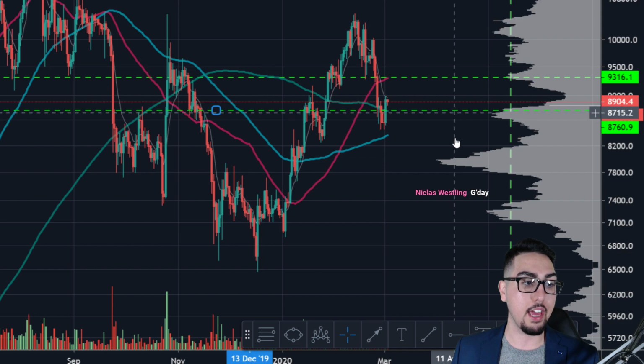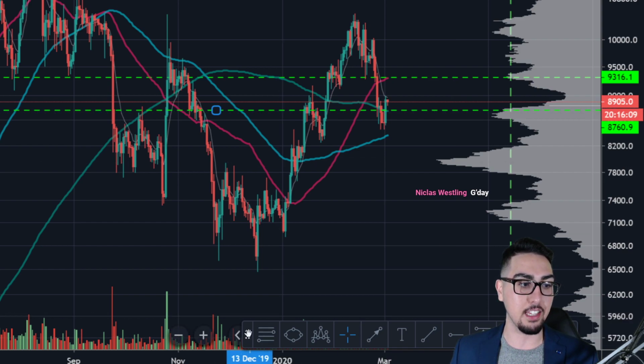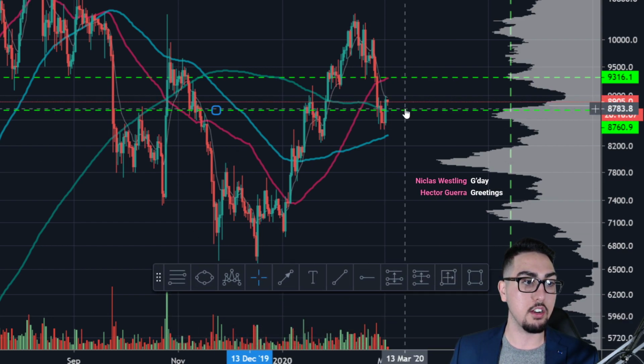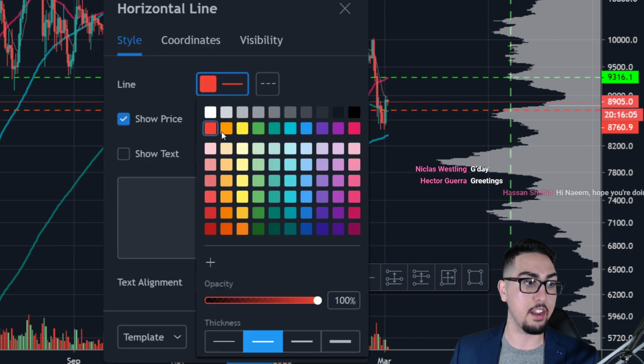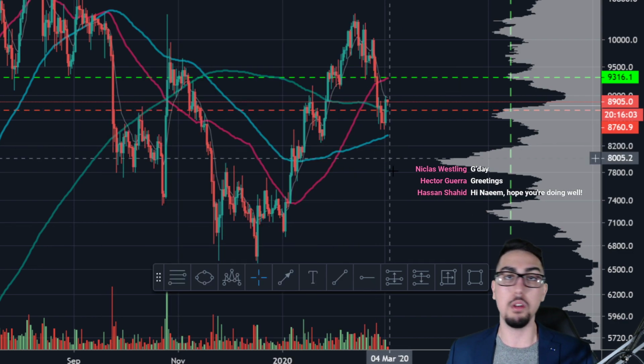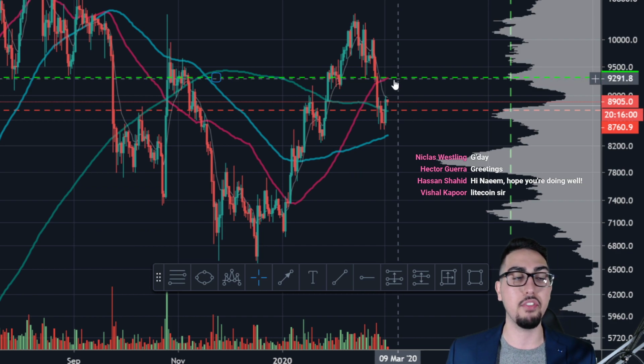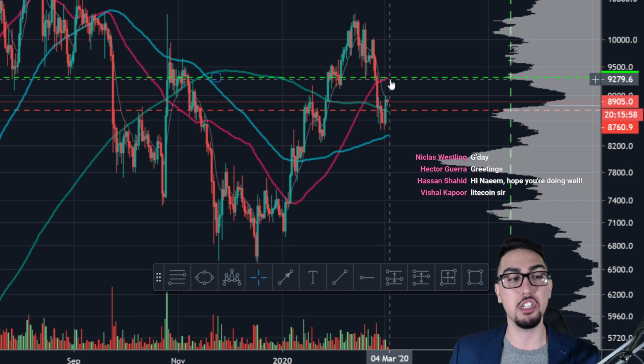So if we were to make this look a little bit more aesthetically pleasing for you guys, I'll turn this into red, because anything below that would be bearish, and then of course anything above that 50-day moving average, which is hovering right under 9,300, would be bullish.